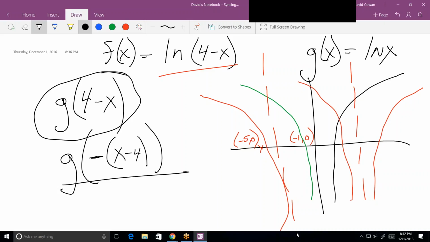So, in other words, this 4 minus x is the same as minus quantity x minus 4, which means that my shift is 4 units to the right. So I'm going to take this point here, shift it 4 units to the right, so that it now becomes 3 comma 0 and becomes asymptotic to the line x equal 4.